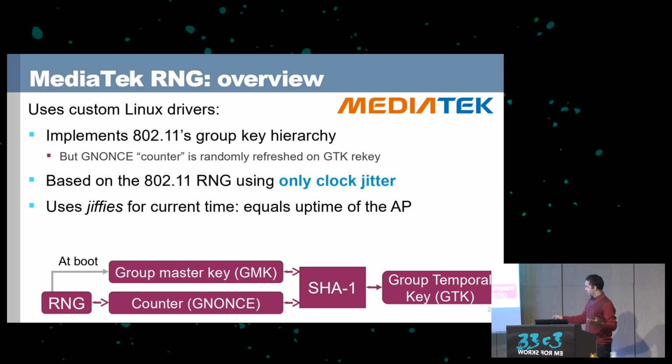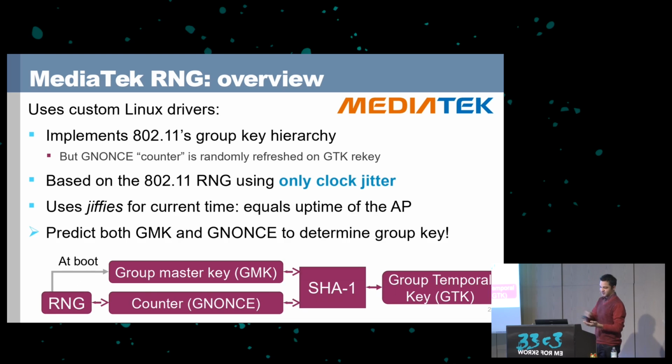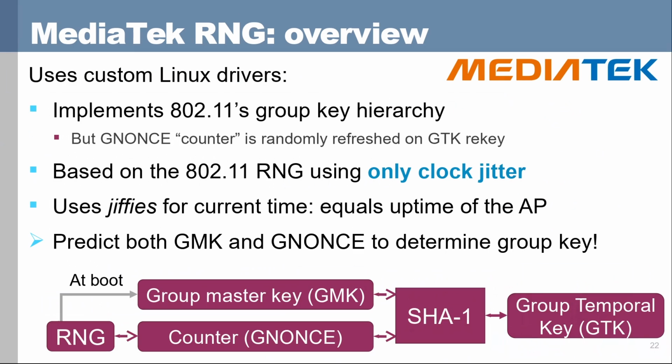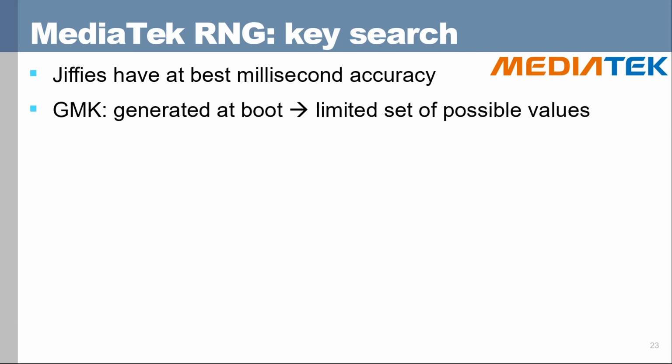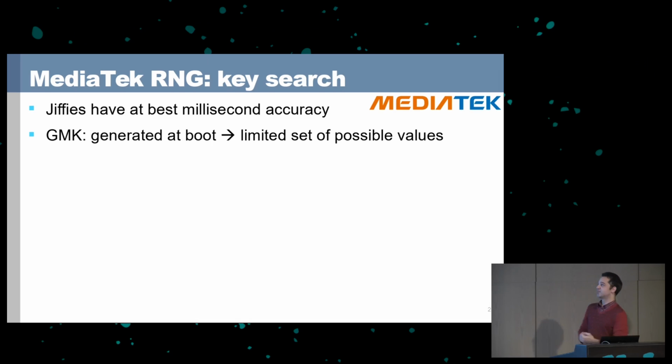So this RNG is likely quite bad, and this is good for us, at least for us as attackers, because we simply have to predict the group master key and this public counter, which is also called the G-nonce, the group nonce, and if we can predict both of them, we can derive the group key. So let's try to attack this RNG. As I mentioned, it uses these jiffies as the counter. The problem is these jiffies have at best millisecond accuracy, which is rather low. In fact, it's really low.